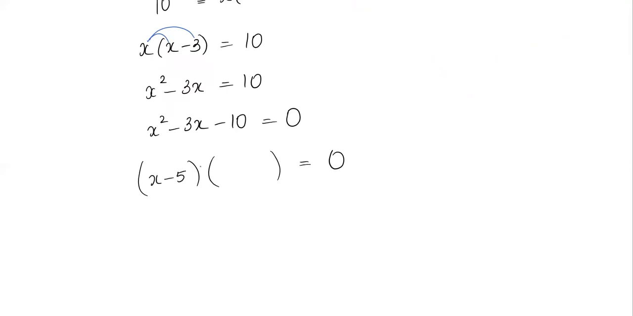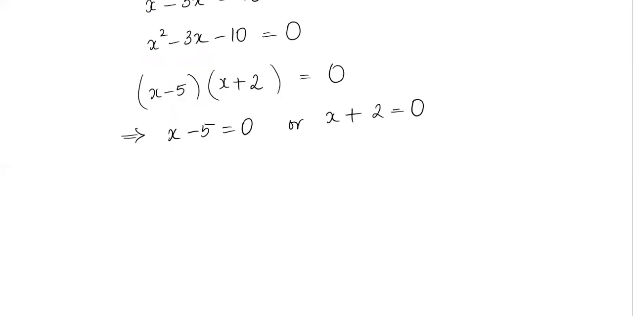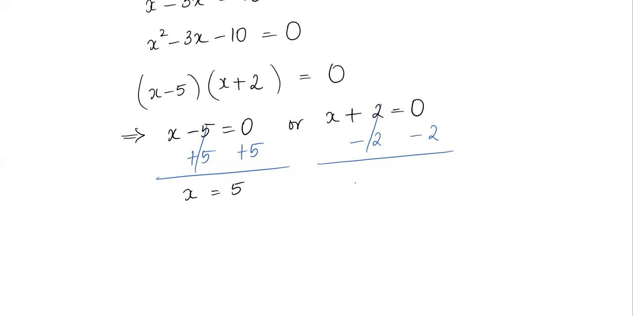So that will be (x minus 5)(x plus 2). When you multiply negative 5 and 2, you get negative 10, and when you add negative 5 and 2, you get negative 3. This implies x minus 5 equals 0, or x plus 2 equals 0. Solve them individually. You will expect two answers because the degree was 2. So x equals 5 here, and x equals minus 2. So you got two answers, x equals 5 and x equals negative 2.